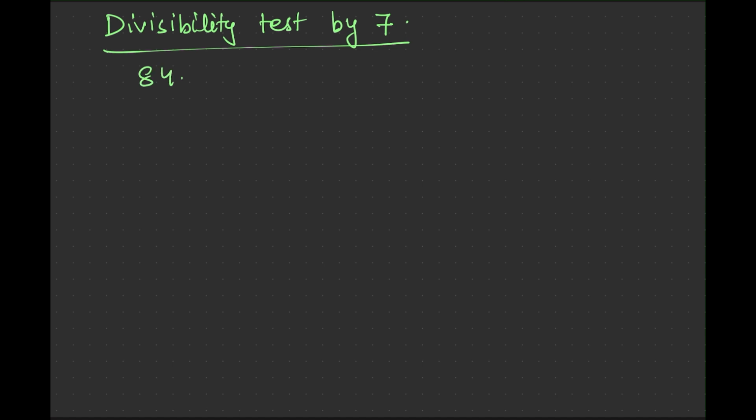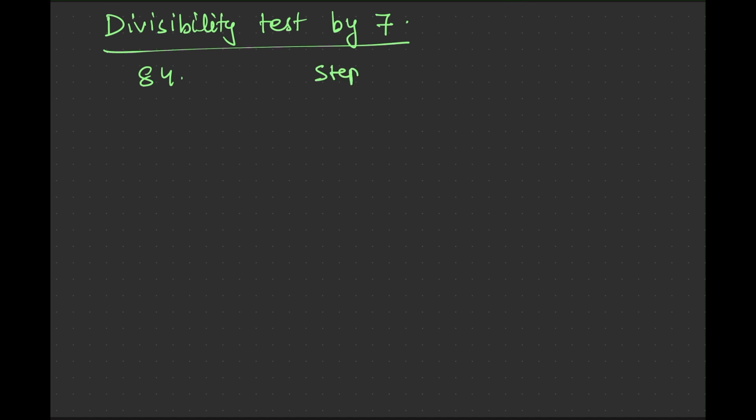Divisibility test by 7. So if any number is divisible by 7 or not, we will check its divisibility by 7. For example, 84. So what is the process?